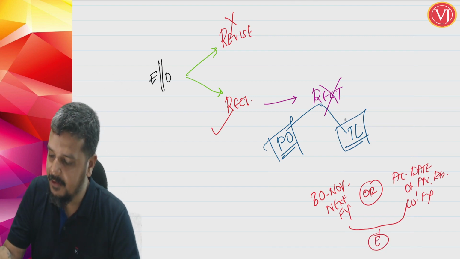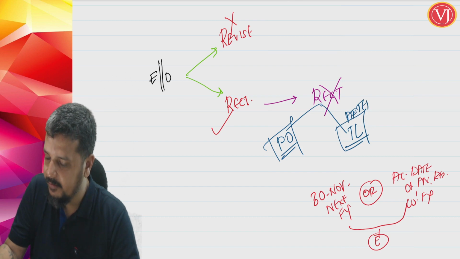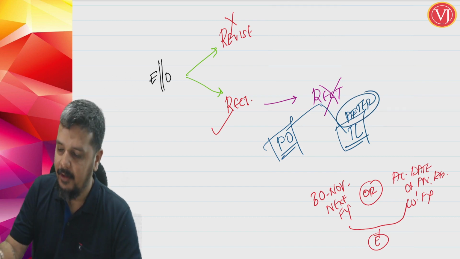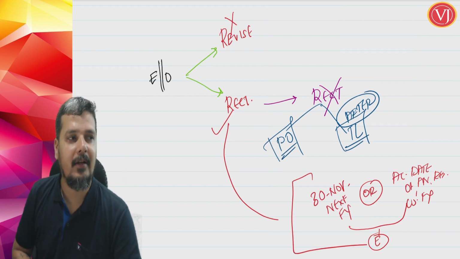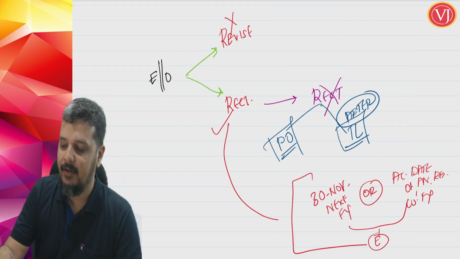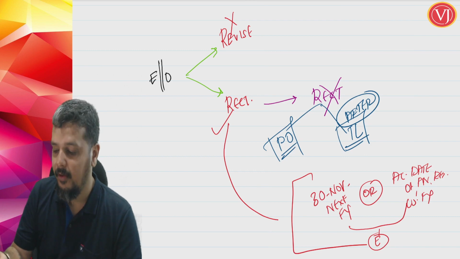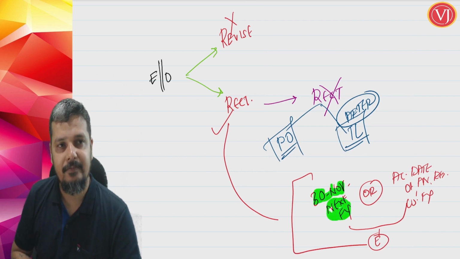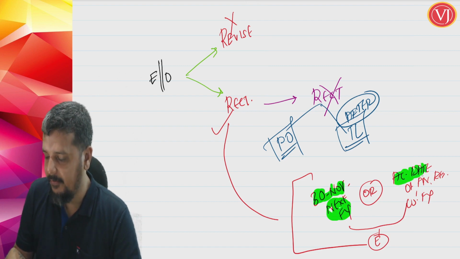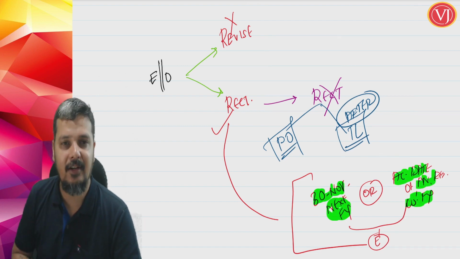If it is after your time limit, you cannot rectify it. If you want to rectify it, it should be before your time limit. What is the time limit? 30th of November of next financial year, or actual date of annual return of that financial year.